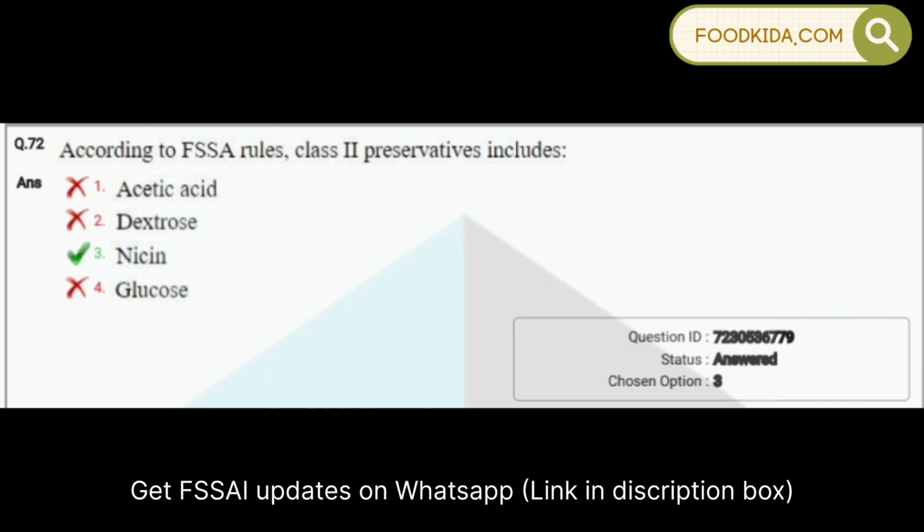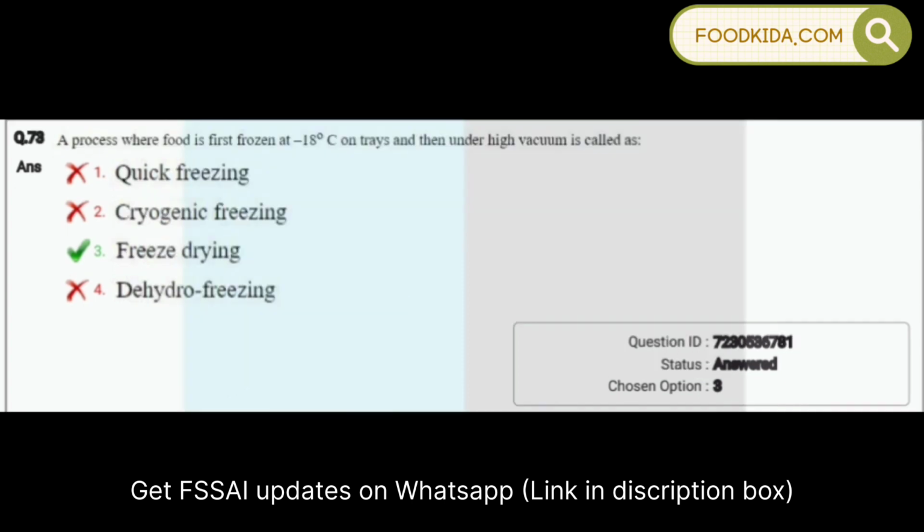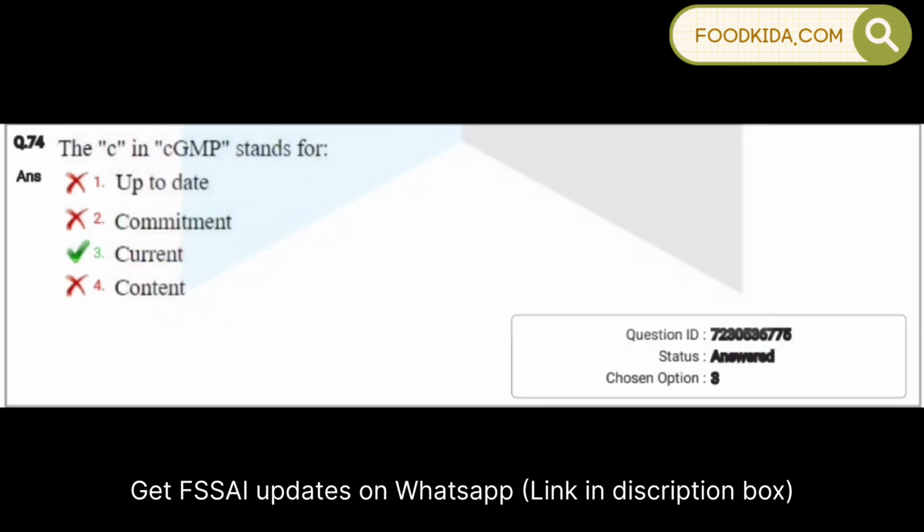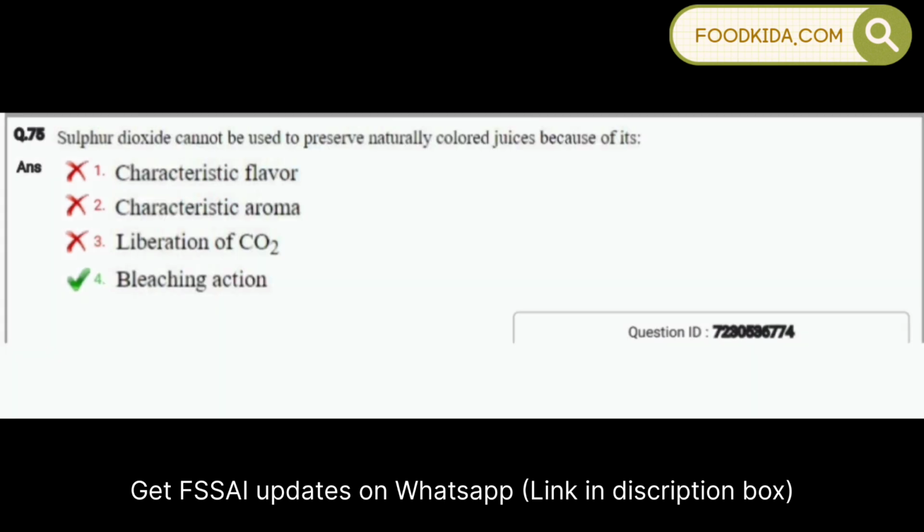According to FSSAI rule, class 2 preservative include nisin. A process where food is first frozen at minus 18 degrees C on trays and then under high vacuum is called freeze drying. The C in the CGMP stands for current. Sulfur dioxide cannot be used to preserve naturally colored juice because of its bleaching action. It removes the color of the food product. So according to the food product, particular preservative can be added.